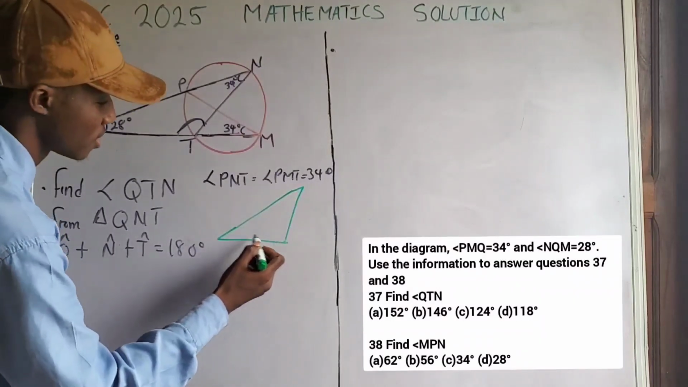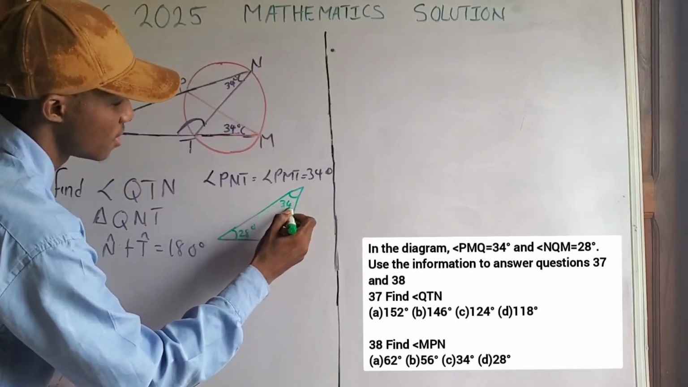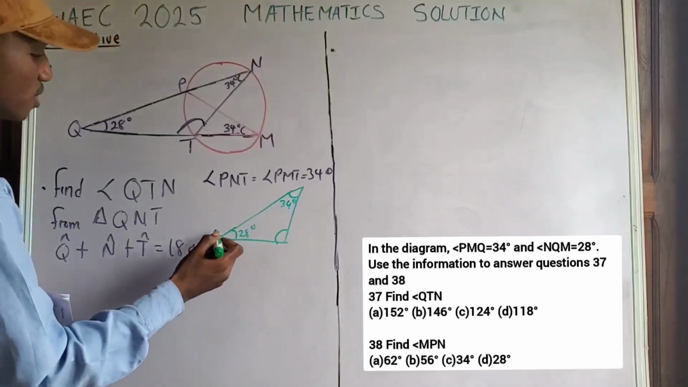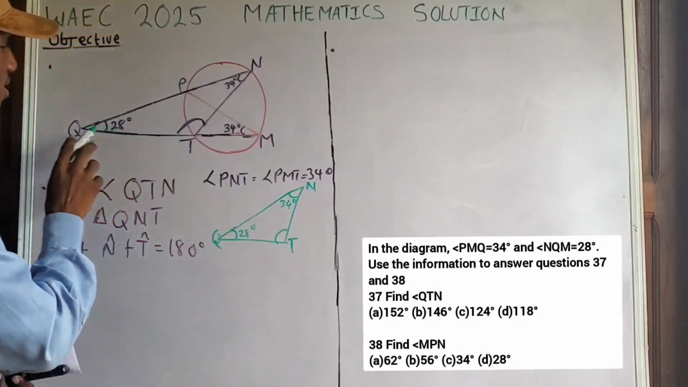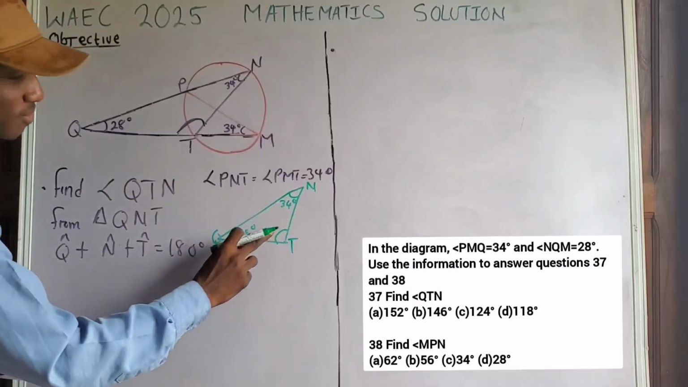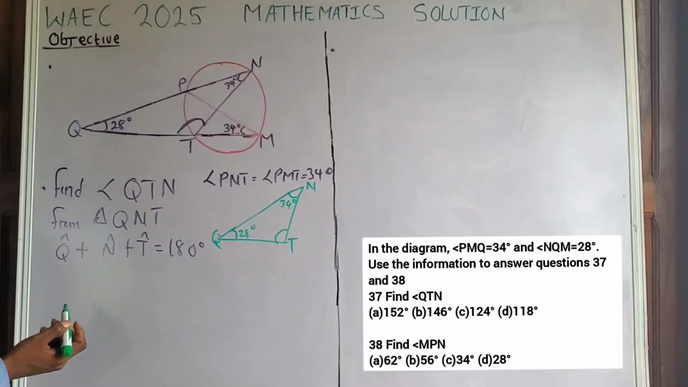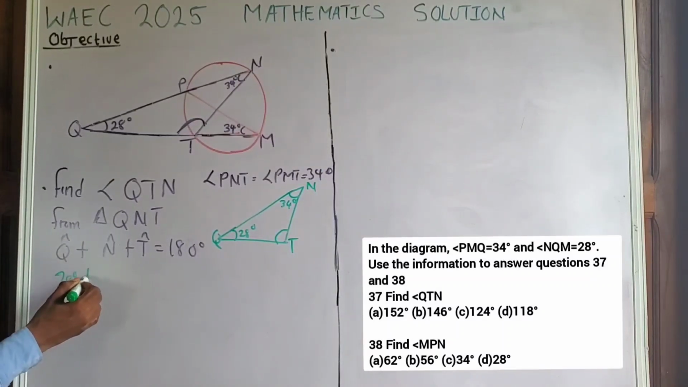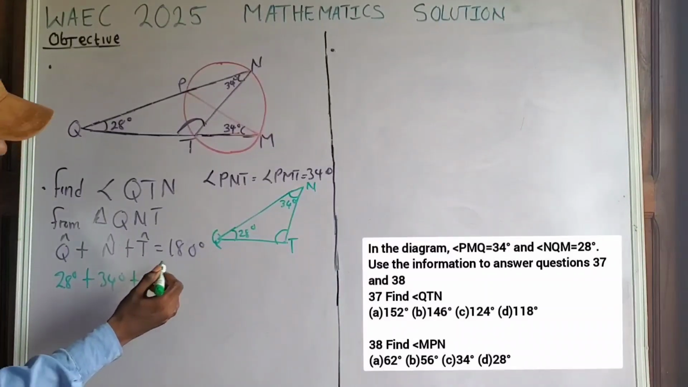This is the triangle that I'm talking about: 28 degrees, 34 degrees, and this is the angle that I'm looking for. This is Q, this is N, and this is T. So to get the value of this angle, let me just represent this as angle T. Angle Q is what? 28. So I'm going to have 28 degrees plus angle N, which is 34 degrees, plus angle T.